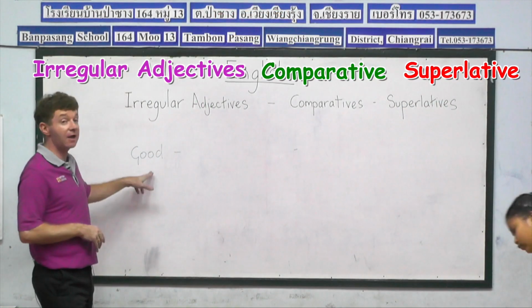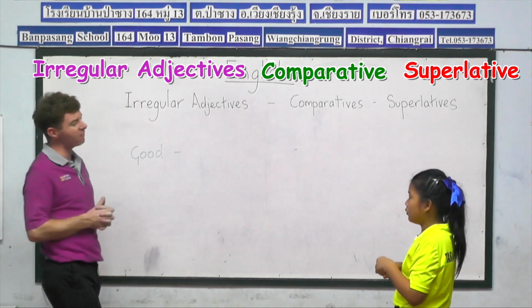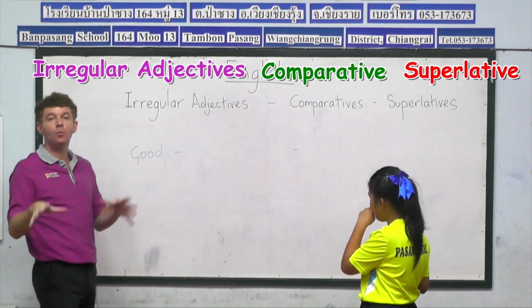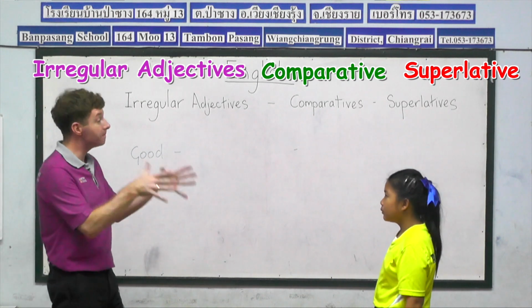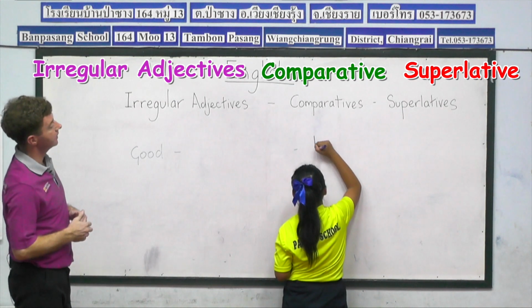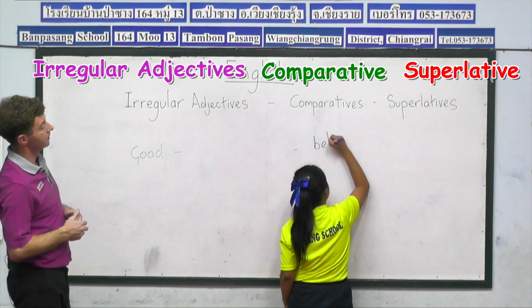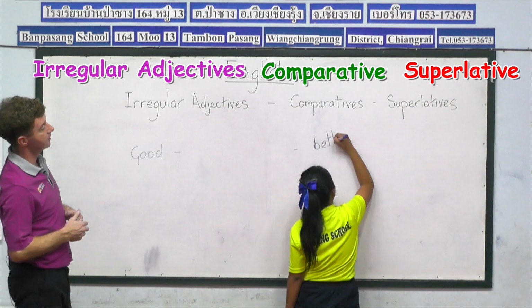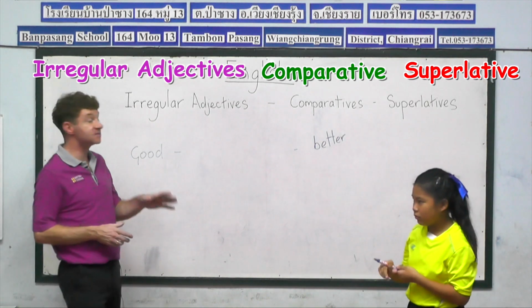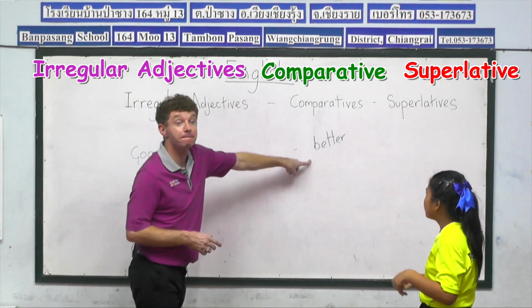So we have our irregular adjective, good. But Lakau, how do we change it to comparative? Better, excellent. Not gooder, we have to change the word to better. So how do we spell better? B-E-T-T-E-R. Excellent. You see, we can change the irregular adjective good to better.